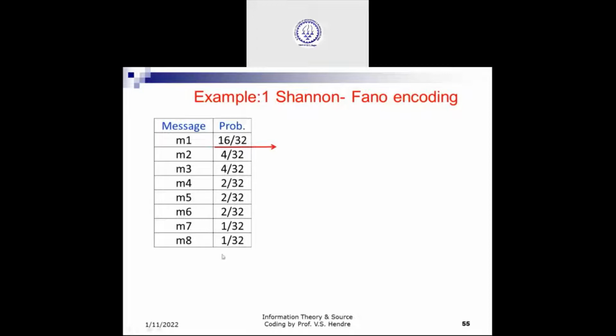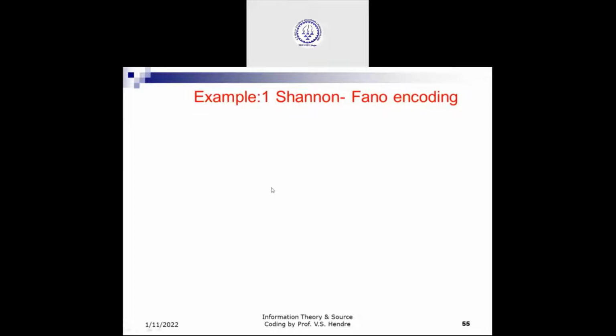Lower part also contains the probability value 16 by 32. So I may say that it's an exactly equal division of these particular symbols. Upper part sum is 16 by 32, lower part sum is also 16 by 32. So I was able to divide them into two groups. Now, what is next step?